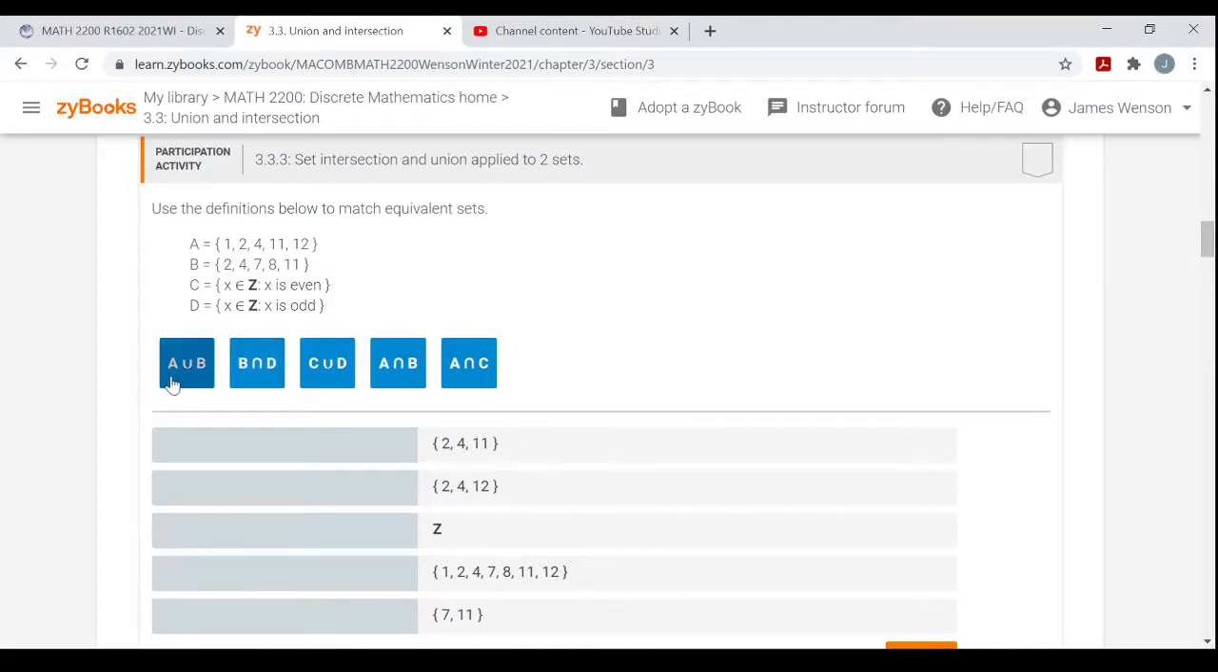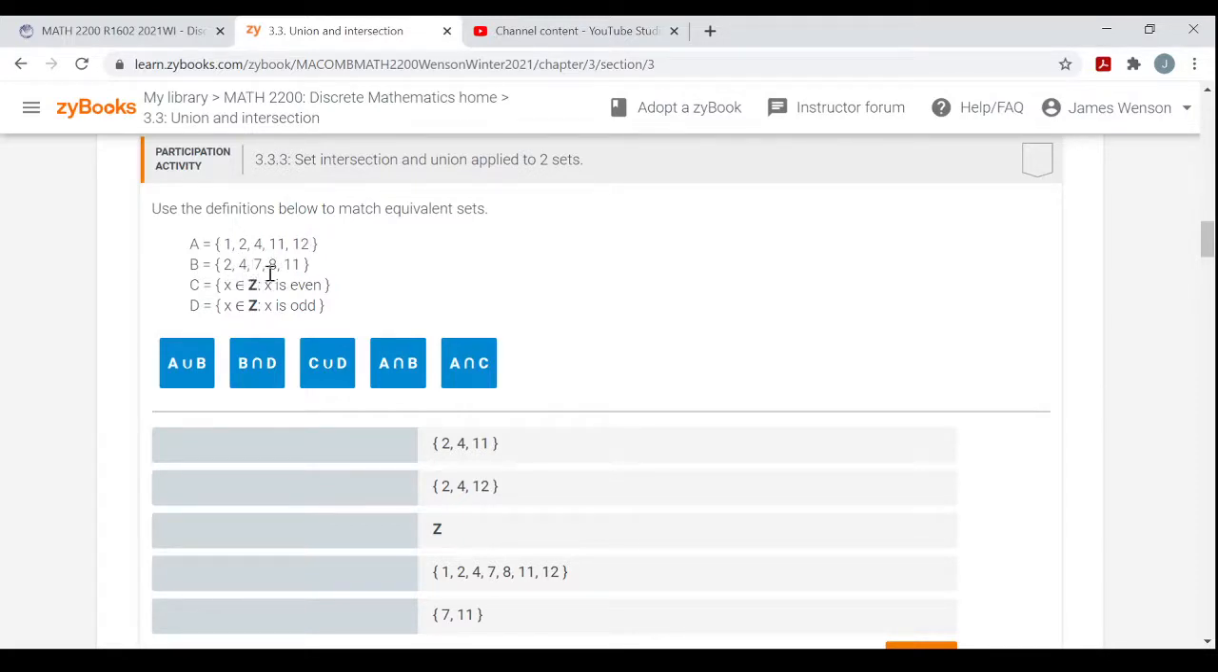So what would be an A union B? Remember, this is the union symbol. So any element of A or element of B or both is in A union B. So we'll have 1, 2, 4, 11, 12.